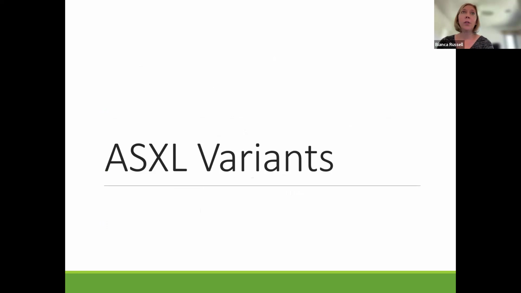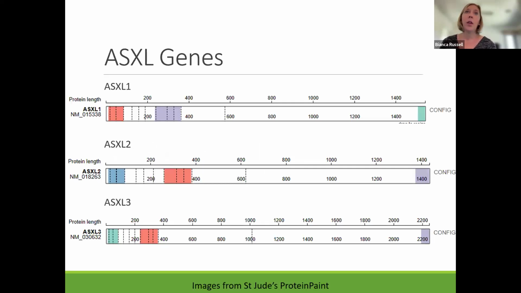Okay, so the final section is talking about ASXL variants. What about our community makes this a little bit more challenging? This is a pictogram of the ASXL genes. These are actually the proteins. And as you can see, the three proteins that are produced by the ASXL genes are quite similar. The different color areas are just the active domains where the protein does certain things, and they're a little bit different in each of the ASXL genes.